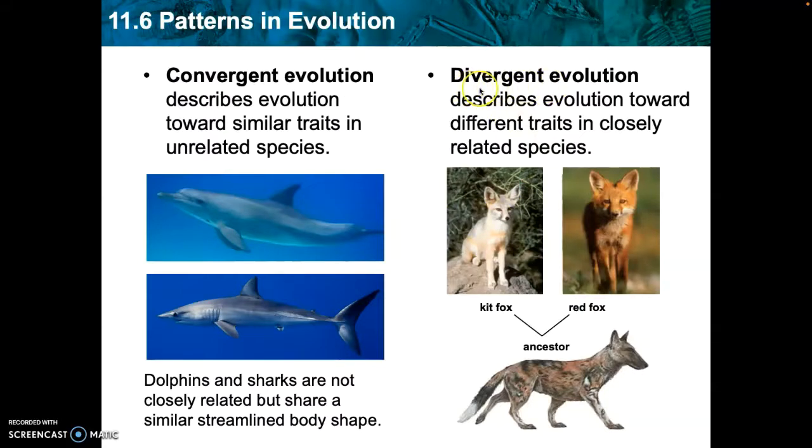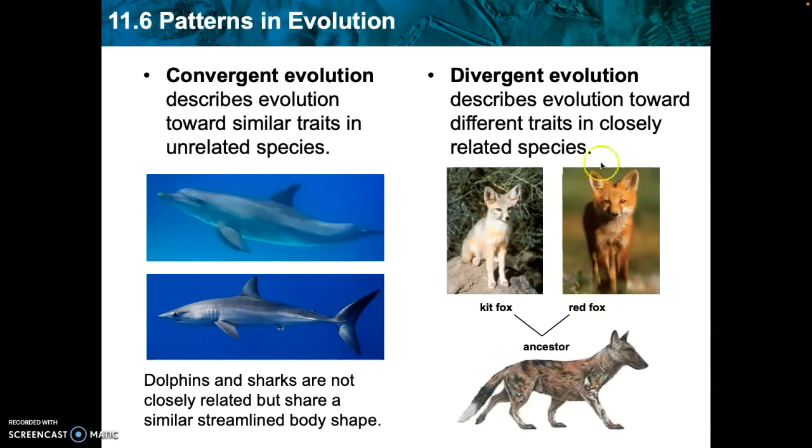Divergent evolution would be the opposite. If you have species that are becoming more different from each other, even though they come from a common ancestor, that would be divergent evolution. So we have here the ancestor of the fox. It has two different lines of descent. One line of descent leads to the kit fox. This lives in a desert habitat. It has a lighter color. It has larger ear surface area relative to the size of its head to help dissipate that heat.